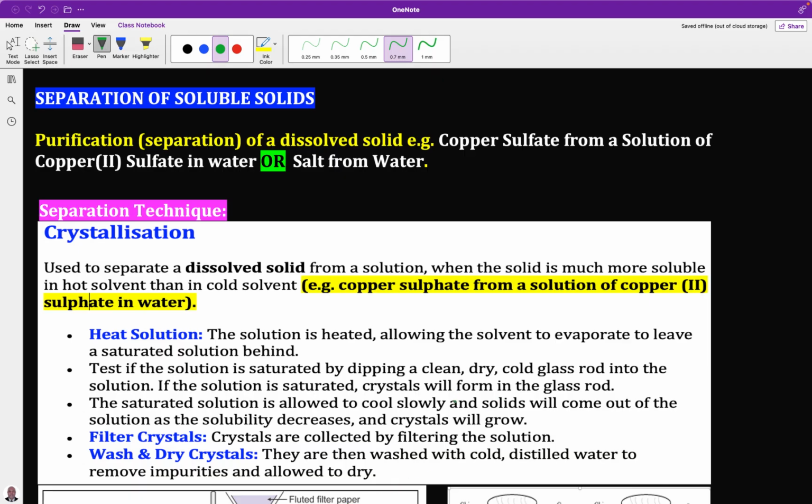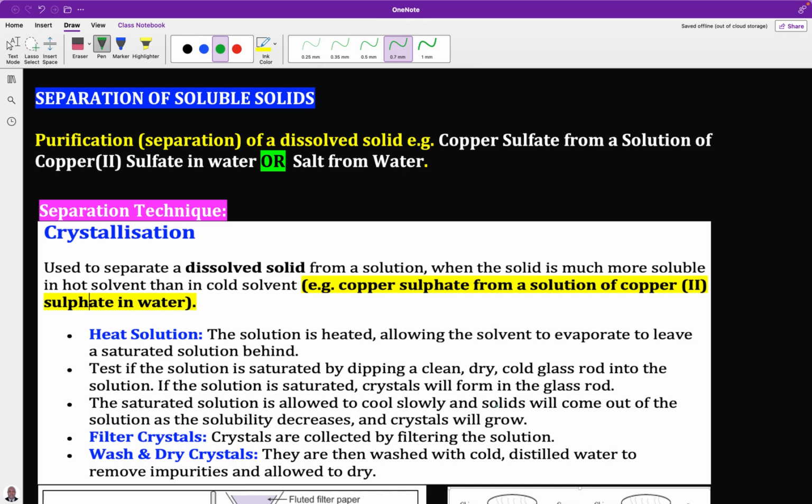The saturated solution is allowed to cool slowly, and the solid will come out from the solution. Now the crystals will increase in number. So our next step will be what? To filter out the crystals. Crystals are collected by filtering the solution.